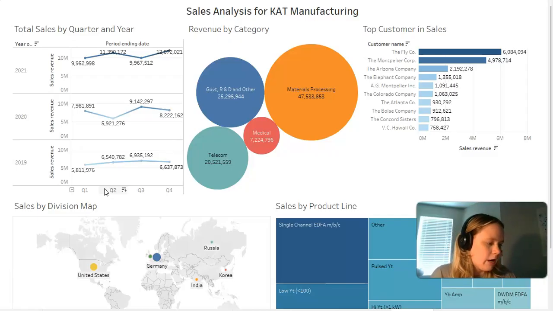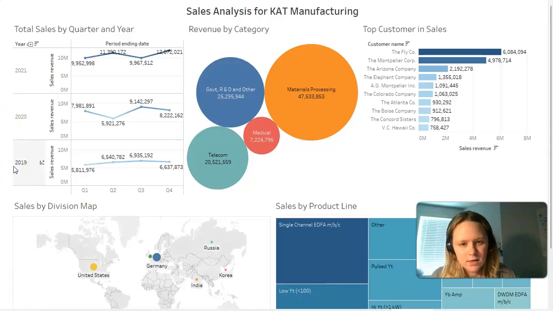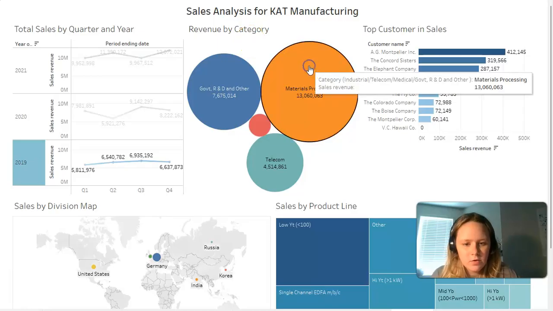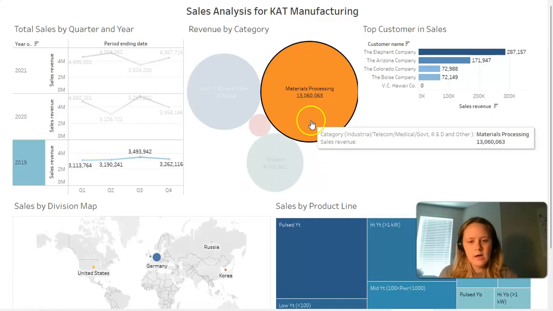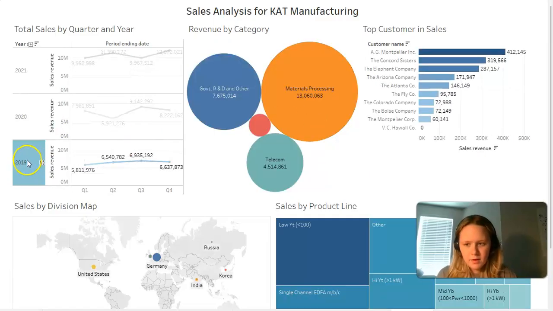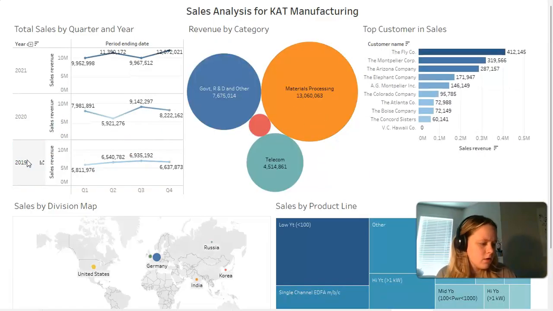Number three, which product line had the highest sales in 2019 under the materials processing category? So we go to 2019 and then the materials processing category, which shows that post YT is the highest. And then we deselect those.